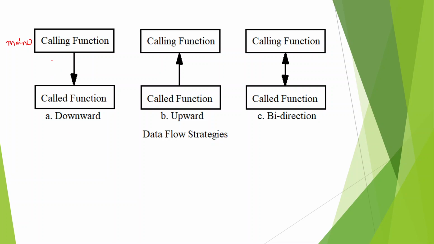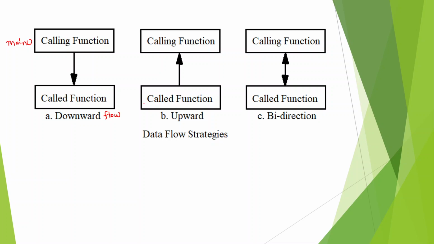Here the calling function sends the parameters to the called function in bulk; that is downward flow. As you can see, this arrow represents only passing parameters from the calling function to the called function, and nothing in return. There is no upward arrow, nothing in return. This type of communication we call downward flow: passing more than one value from the calling function to the called function.